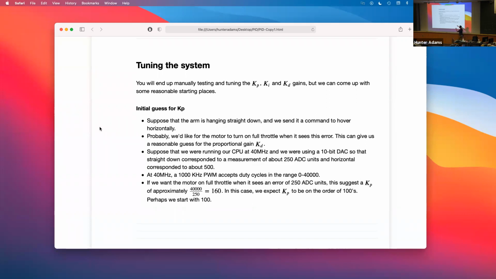We can provide duty cycle commands in the range of 0 up to 40,000. So if we want the motor on full throttle when we see an error of 250 ADC units, that suggests a KP, a proportional gain, of about 40,000 over 250, which is something like 160. Something on the order of hundreds is probably what you'll get for KP. So maybe you start with 100 for your KP value and tune from there.